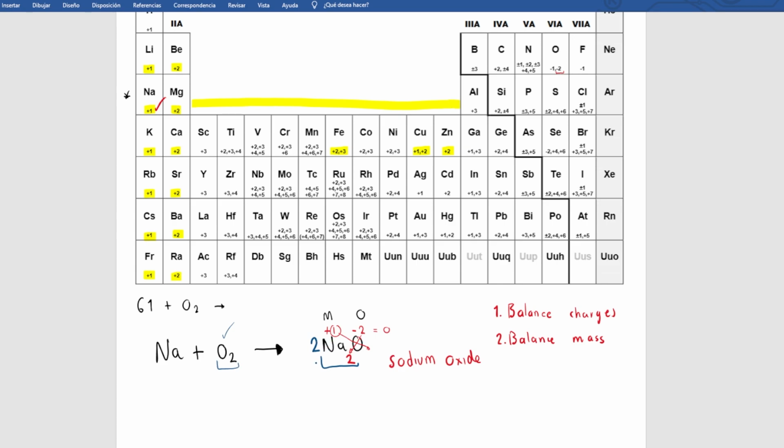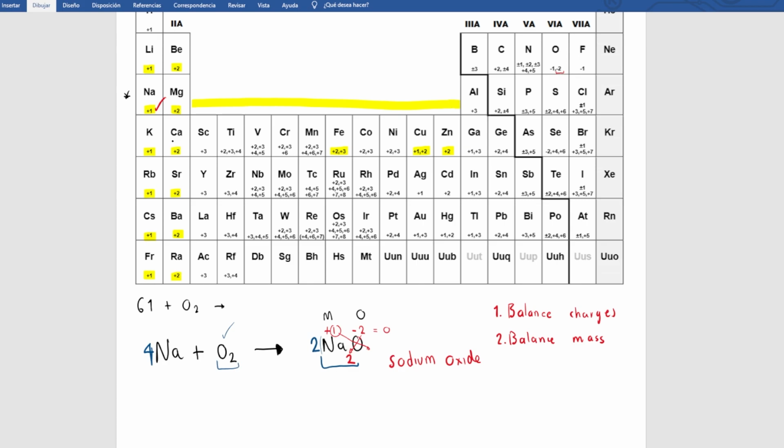But now, look that we have now 4 atoms of sodium here. 2 times 2. So since we have 4 atoms, we will need to put number 4 here. And now we have the balanced equation.